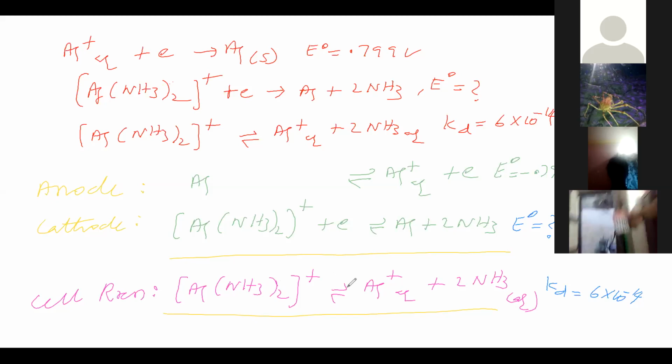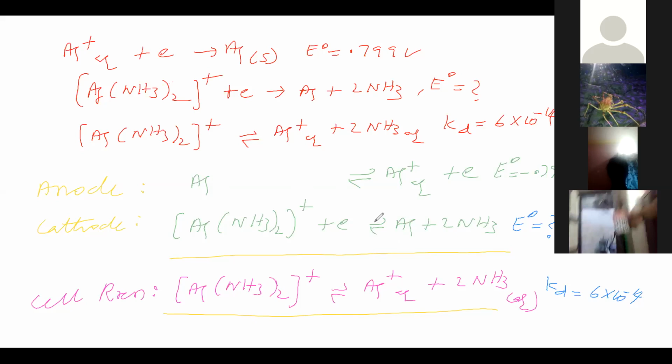If you say it is spontaneous, then we can say this will act as anode and that will act as cathode. If you say this is non-spontaneous, then what electrode is it? Which will be anode? Which will be cathode? What do you feel?